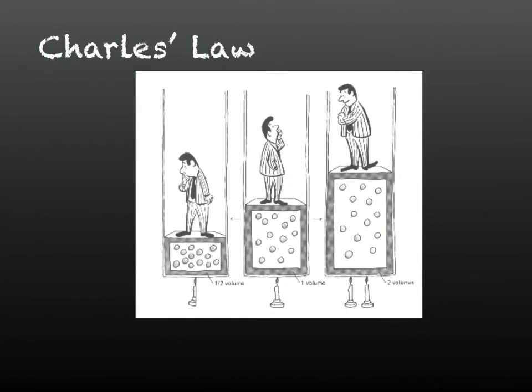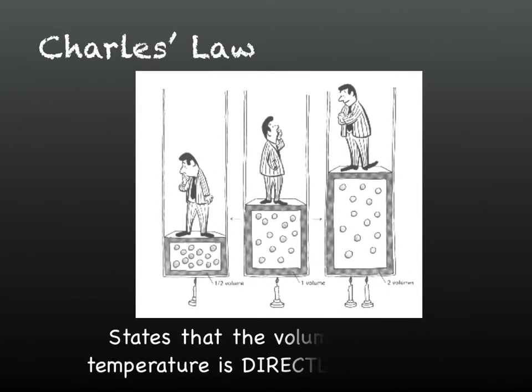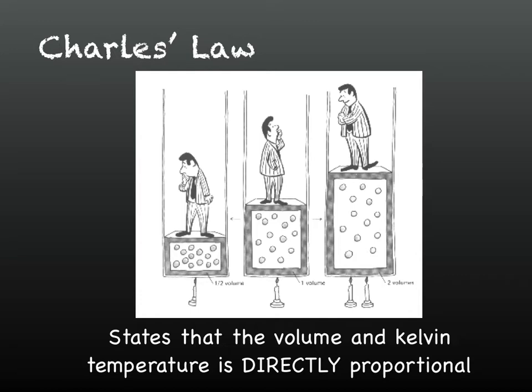The second law is Charles's law. Charles's law states that the volume and Kelvin temperature are directly proportional. That means if one goes up, the other one goes up. If one goes down, the other one goes down. Notice in this example that the more heat that is added, the more the volume of the gas.